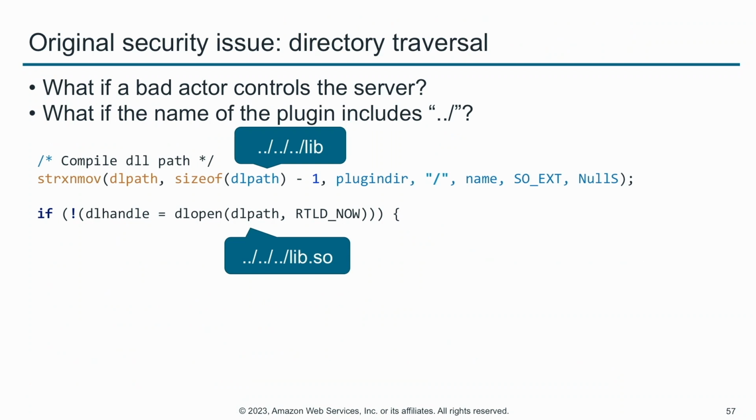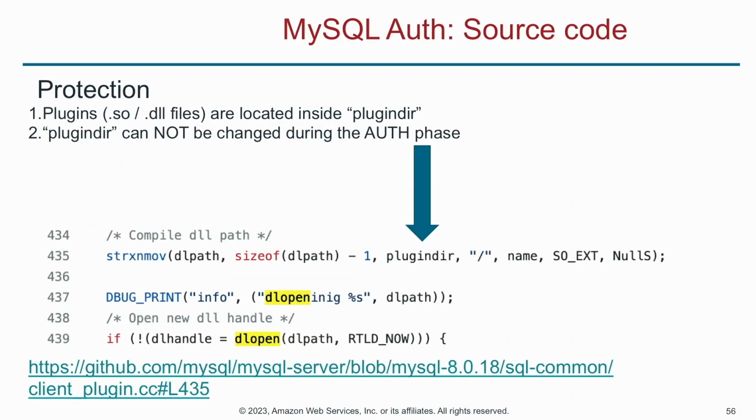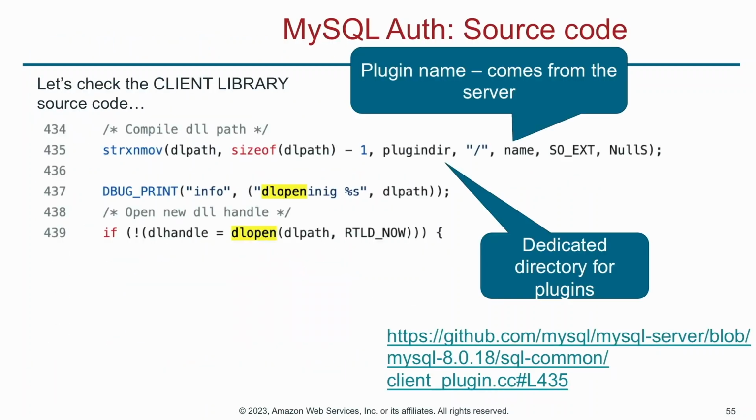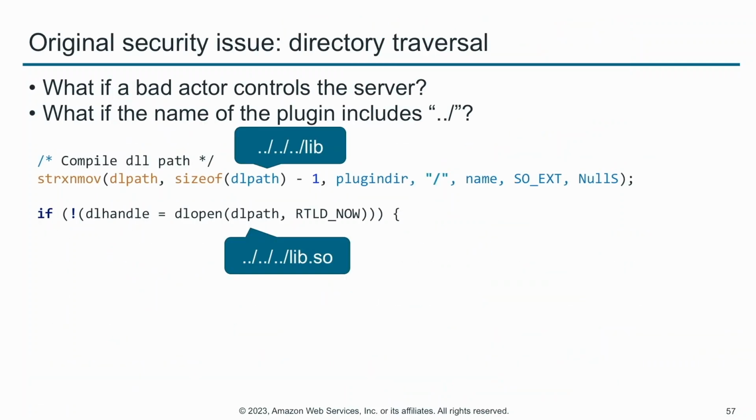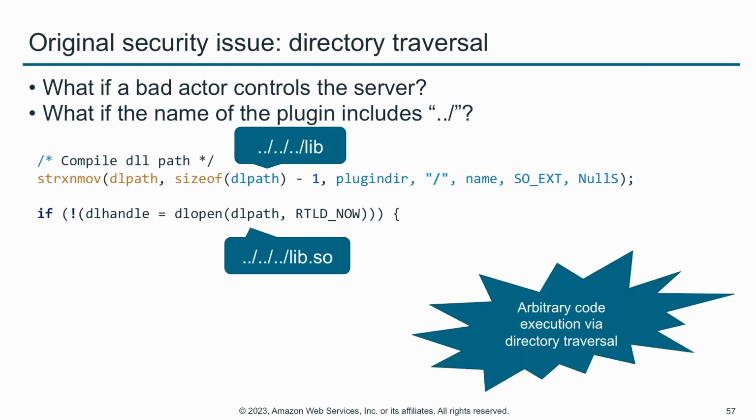But we can try to use a directory traversal. So what if we supply the plugin name, which is ..? Then what will happen is that this code, at least, will just do a dlopen. It will also append the .so, and then it will dlopen it. So that means arbitrary code execution via directory traversal.